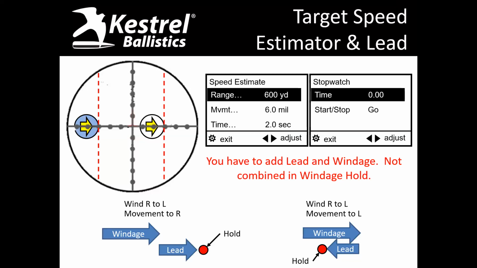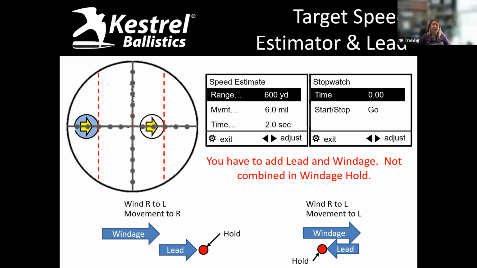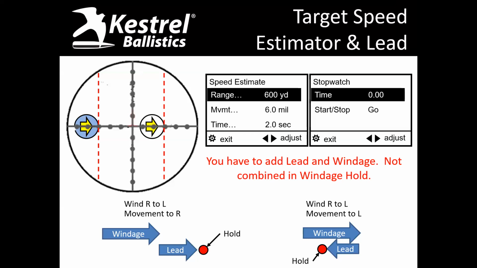Can you repeat how to get to this one? Yes. From your home screen, TGT is highlighted. That's all the way at the top of your list on your Kestrel. Hit center button to get into TGT, and then scroll down to TS, target speed. And then center button into TS, and scroll down to target speed estimate, and center button into that. Thank you. Yep.